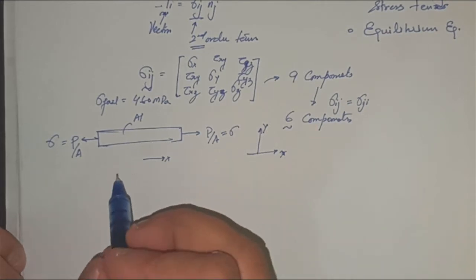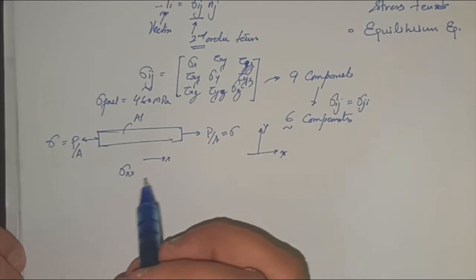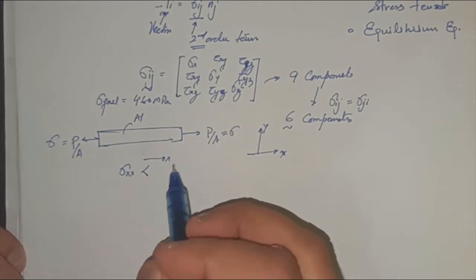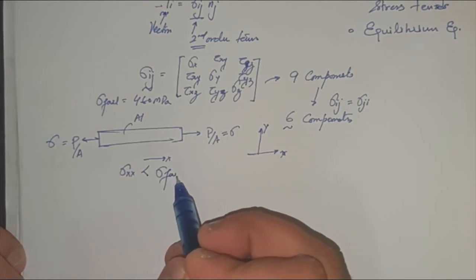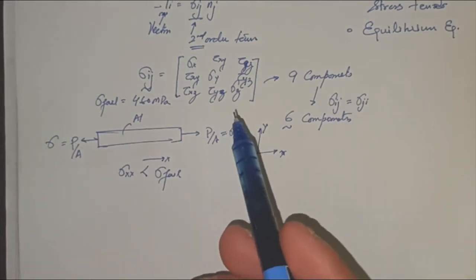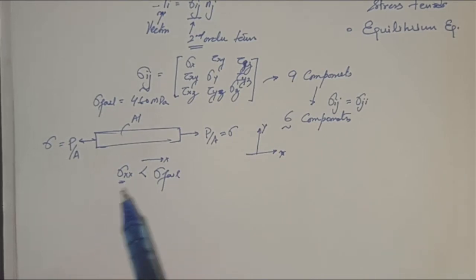So the effective stress component is only sigma xx. For the component not to fail, sigma xx should be smaller than sigma fail, which is 460. So what comes in here? Sigma xx. So this becomes my important component.